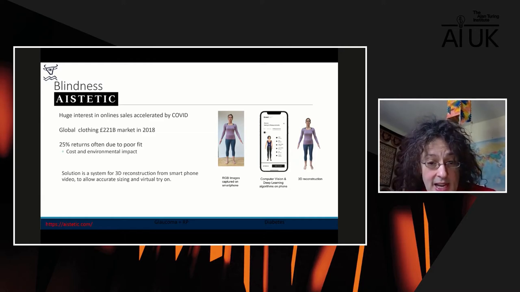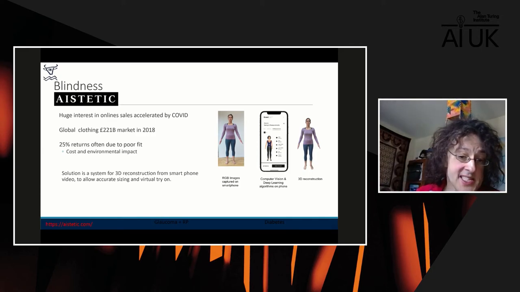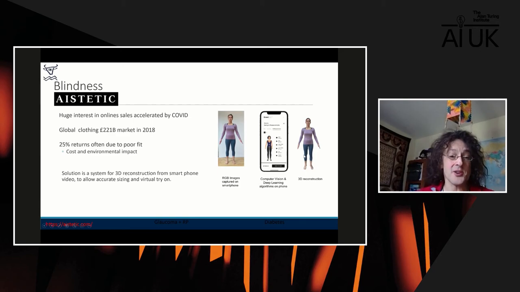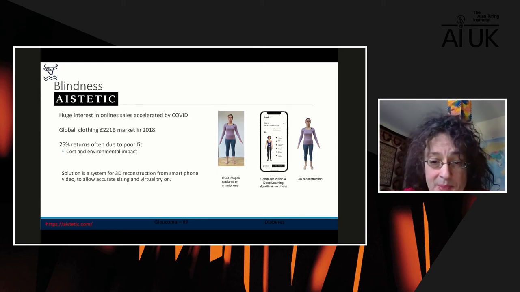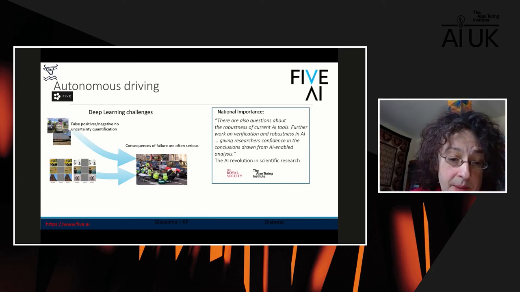There's a huge interest in buying things online, especially accelerated by COVID, but there's a huge problem with returns. And often these returns in clothing are caused by either poor fit or people not being able to visualize the try on. So again, we've been using deep learning and computer vision techniques to allow people to work out their sizes on their smartphones, and so that you could perhaps display the clothes on you and also get the correct fit, hopefully reducing returns. And then also I've been involved in another company, Five AI, from its outset.